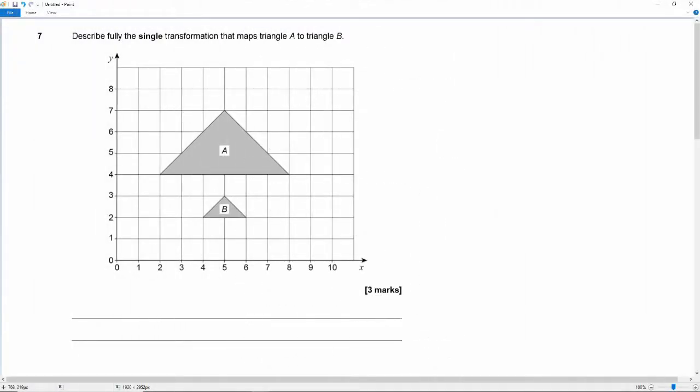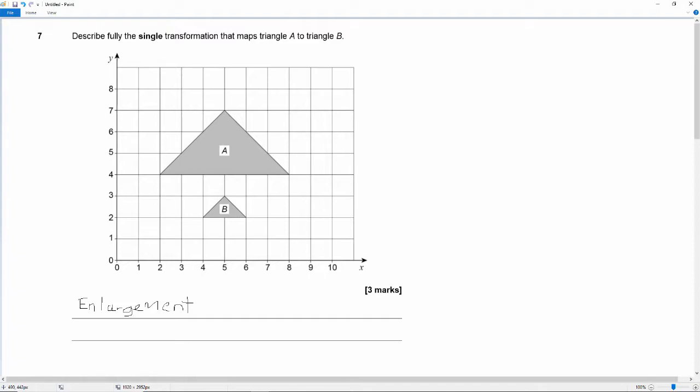And we pick it up in question 7, which reads, describe fully the single transformation that maps triangle A to triangle B. Okay, so the first thing we notice is that triangle A is bigger than triangle B. So if we remember the mathematical term for changing the size, we can say enlargement, and that gets us our first point without doing anything else. So it's enlargement. So if we do nothing else with this question, we've already got 1 mark.